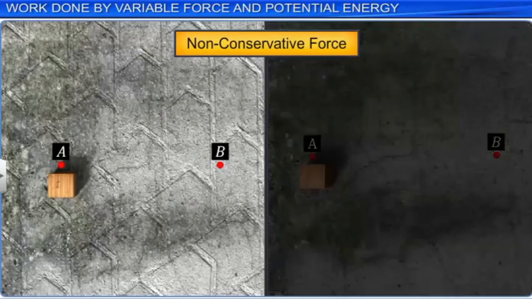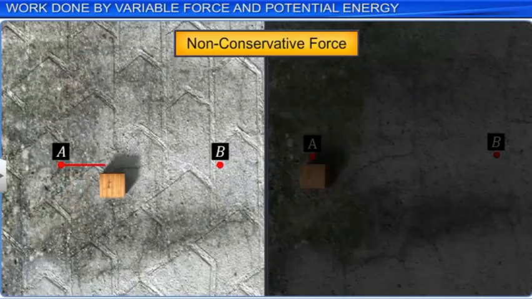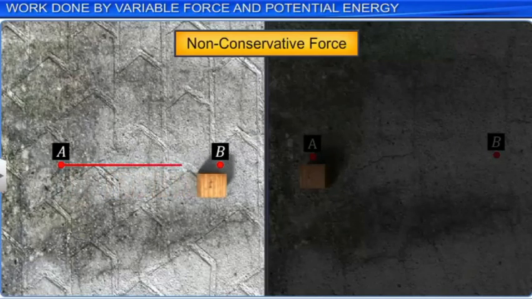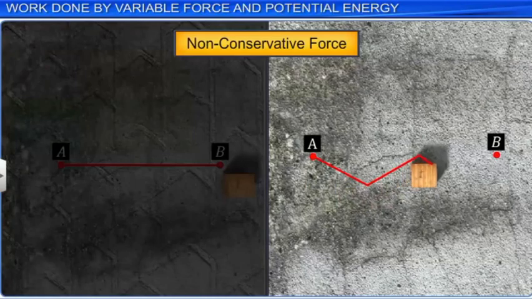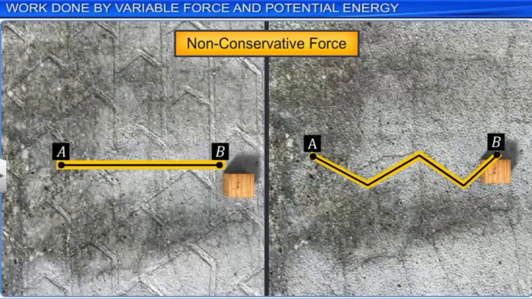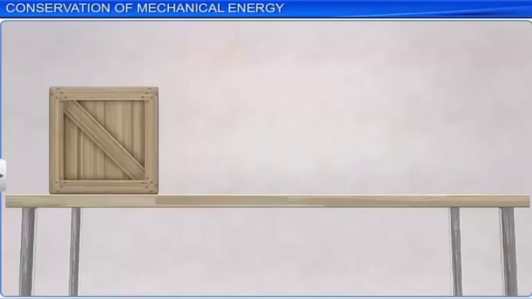In the first case, the box is moved along a straight path from A to B as shown. In the second case, the box is moved along a zigzag path from A to B as shown. The distance travelled is different in both cases. Hence, the work done to overcome the friction in both cases is different and is dependent on the path followed. Thus, friction is a non-conservative force. Consider a body of mass m.